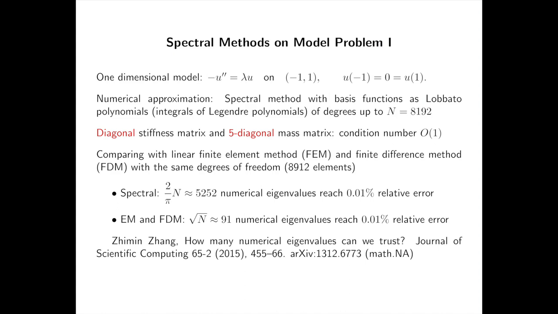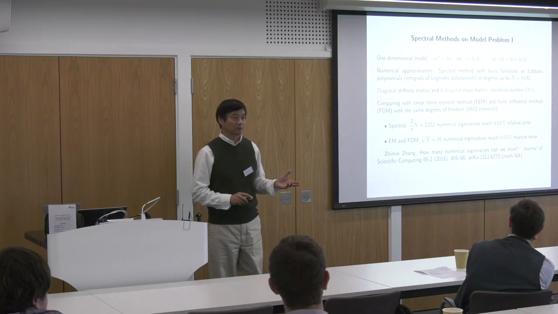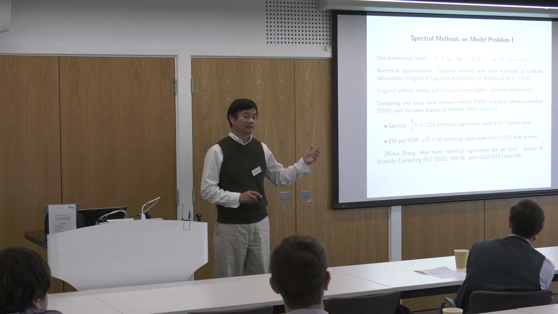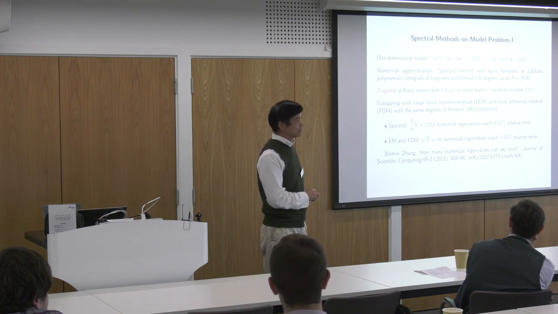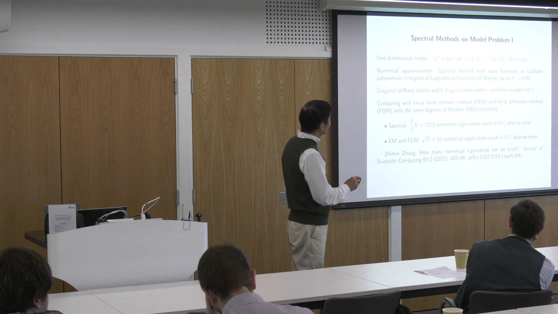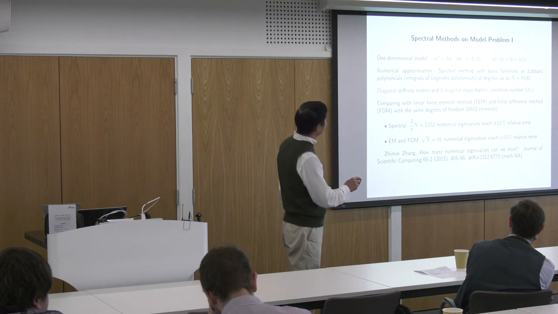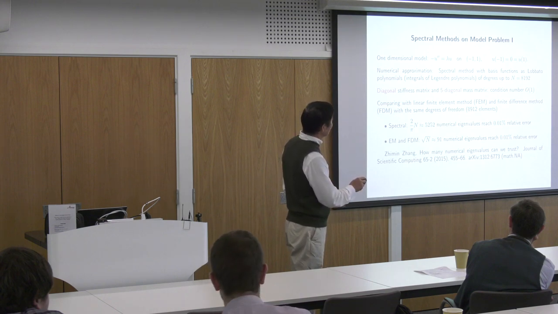you can solve it numerically. Approximation by the spectral method with the basis functions as Lobatto polynomials, which are integrals of Legendre polynomials. So you take the derivative, you have Legendre. And in that case, you actually have a diagonal stiffness matrix. So if that's the case, we compare with the same degree of freedom, n equals 8192.